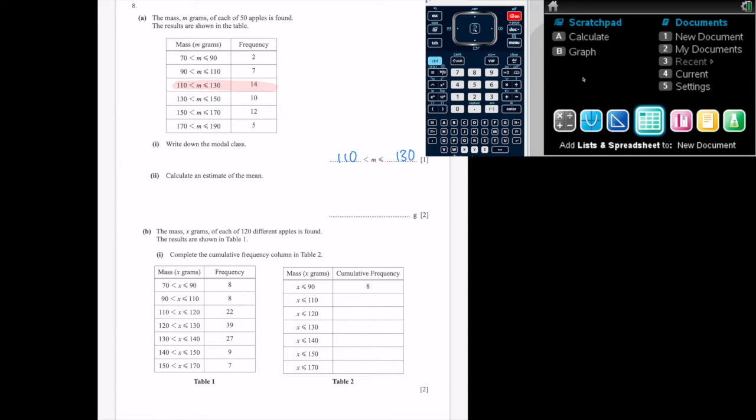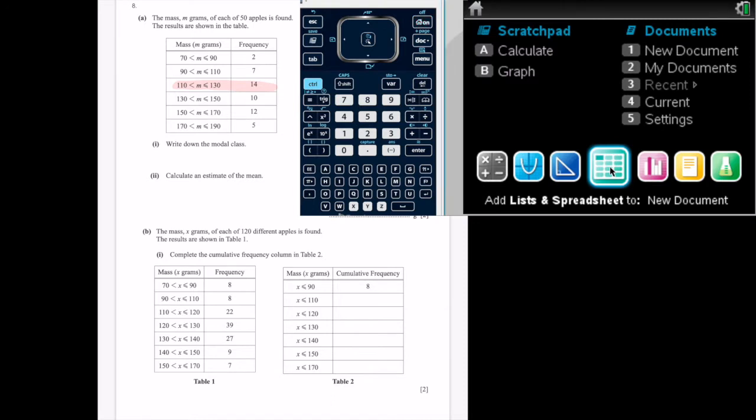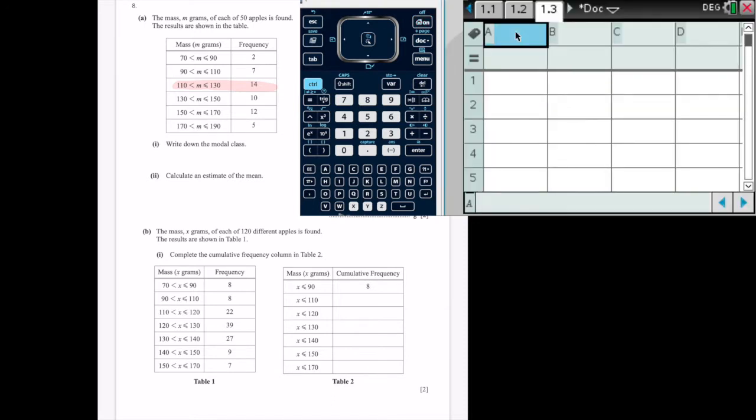The second one is to calculate an estimate of the mean, so we're going to use our GDC to do that. So we're going to open up a spreadsheet, and then we're going to type in the mass and the frequency. So the frequency here, I've already typed this in. The mass is, and I'm going to use for the mass the midpoint of each one. So the first one is 70 to 90, and therefore I'm going to use a middle point of 80. So we always use the midpoint as an estimate when working out the mean. So I'm just going to type in the rest of my data.